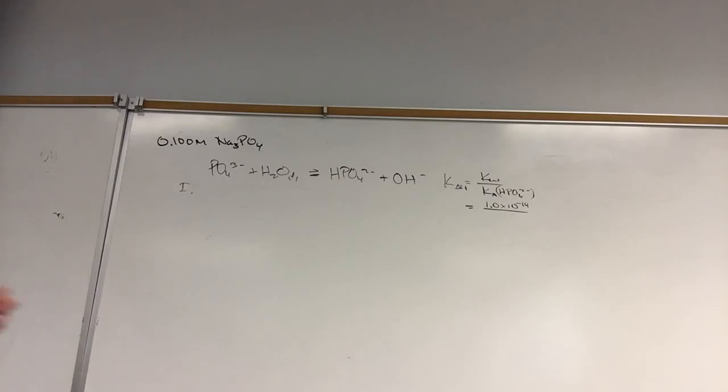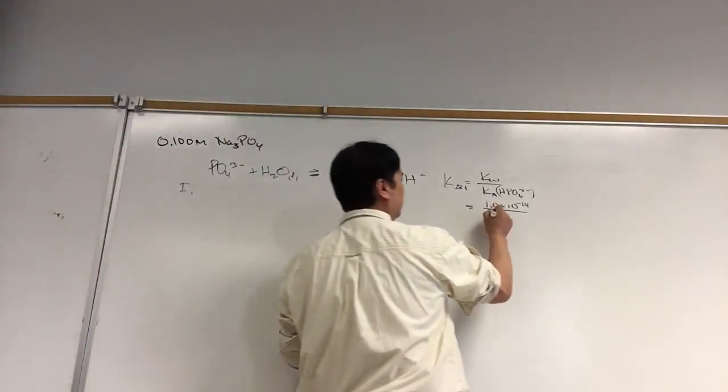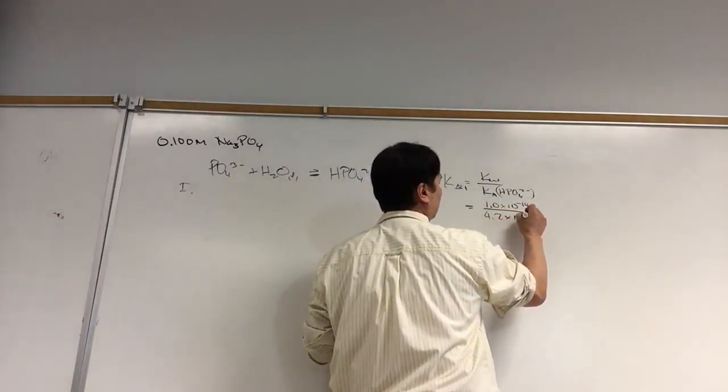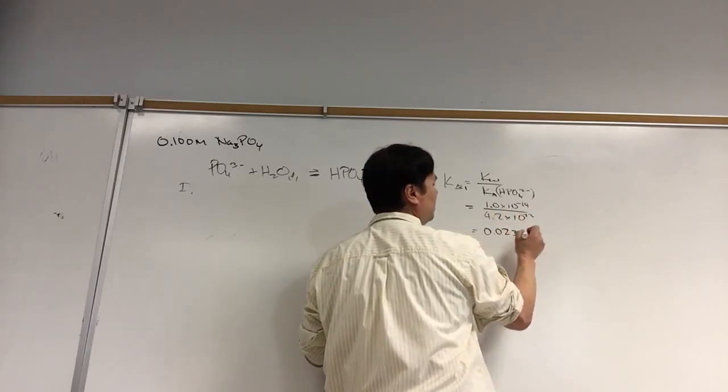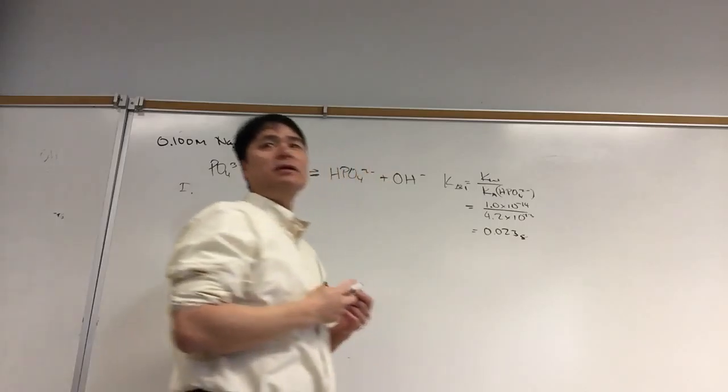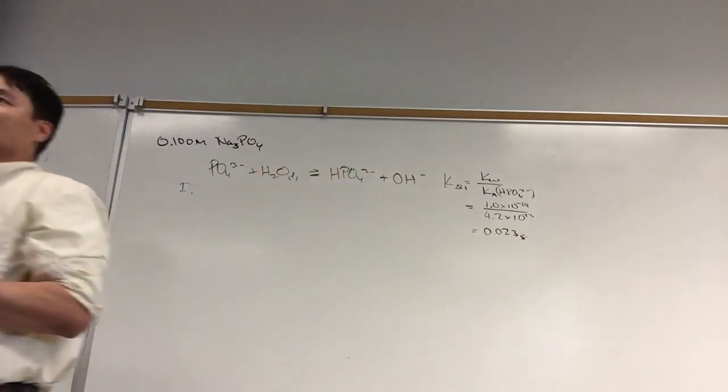4.2 times 10 to the negative 13. Yeah, the answer is 0.0238. This is a pretty good base.